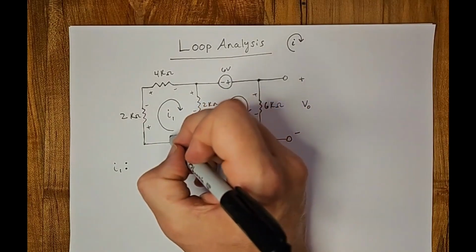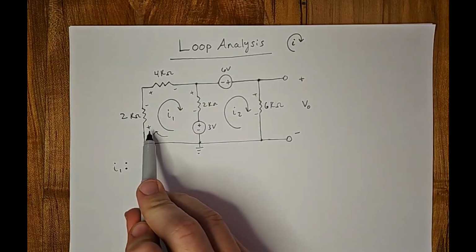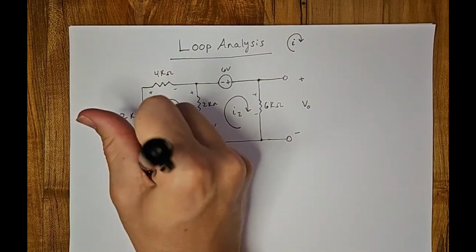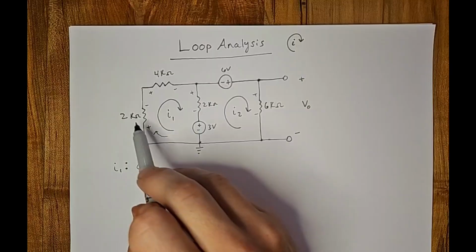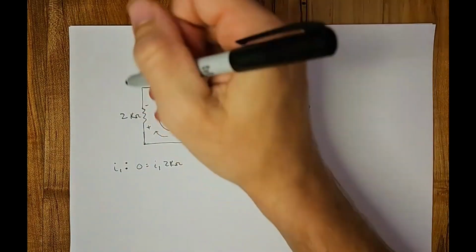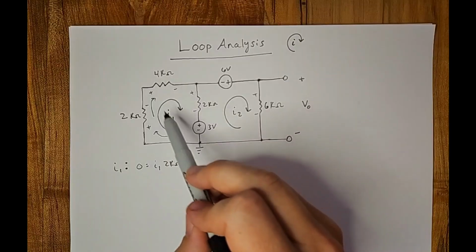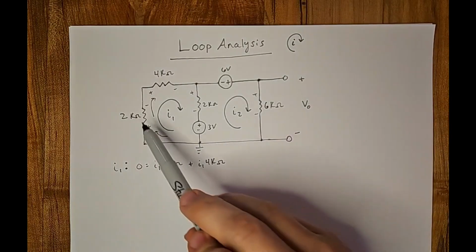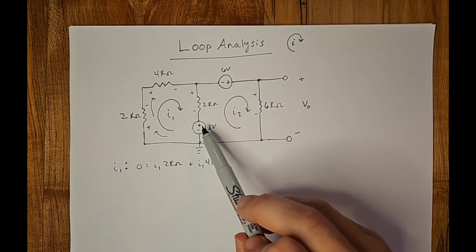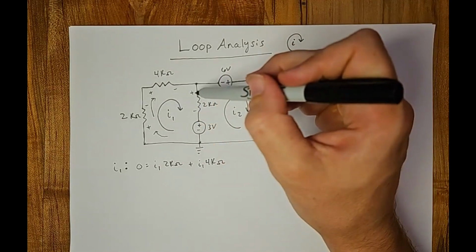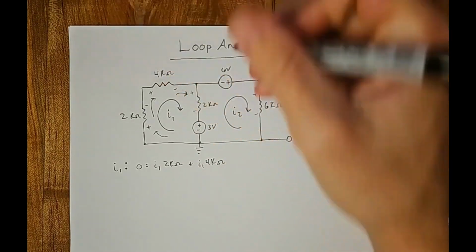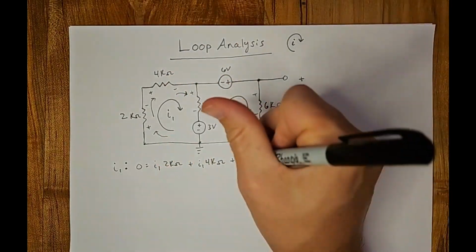So I1 is coming around. We're going to hit that plus. So we're going to have 0 equals I1 times 2K ohm. Then it's going to continue to the 4K ohm resistor. So now we'll have I1 times 4K ohm. Now we're going to define these shared components. We're hitting the plus first, so we'll do plus 2K ohm.